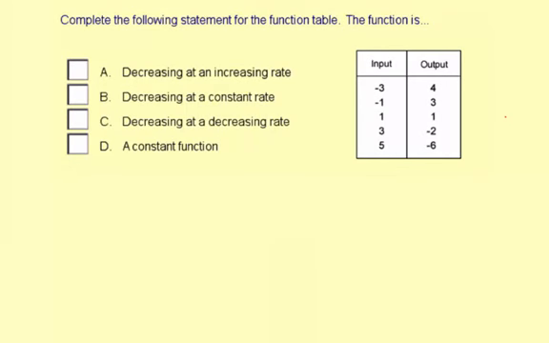Complete the following statement for the function table. The function is, and our choices are decreasing at an increasing rate, decreasing at a constant rate, decreasing at a decreasing rate, or a constant function.